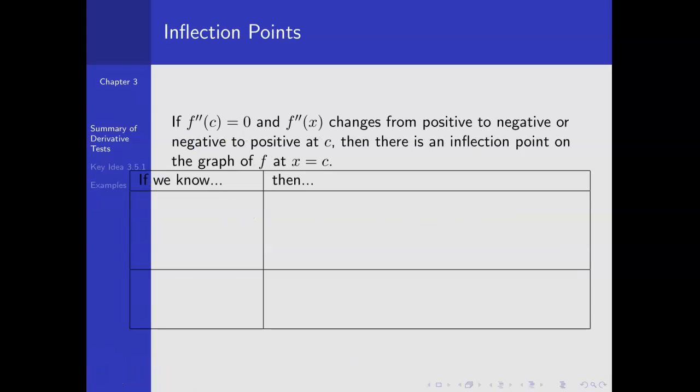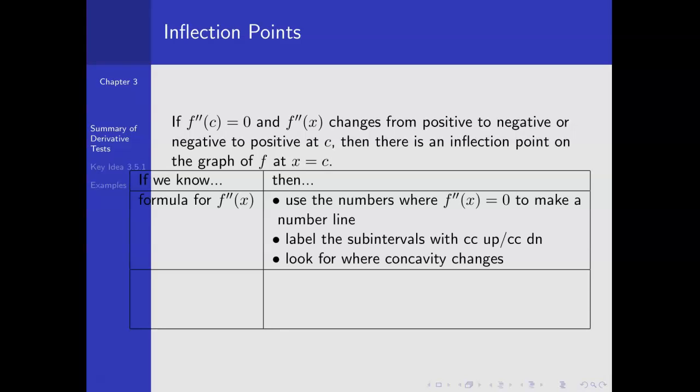And finally, inflection points. If the second derivative is 0, and the second derivative is changing from positive to negative, or negative to positive at c, in other words, it is changing sign, then there's an inflection point on the graph of f at x equals c. So if we know the formula for the second derivative, we use the numbers where the second derivative is 0 to make a number line. We label the subintervals with concave up and concave down, and then we look for where the concavity changes, either from up to down or down to up.